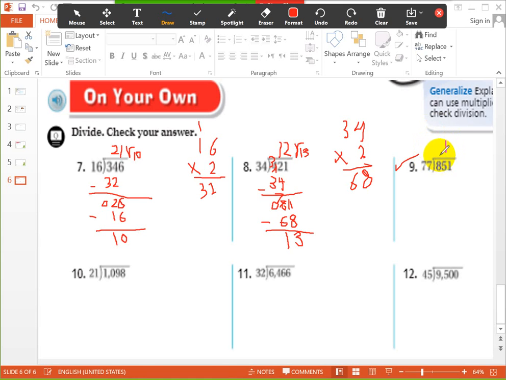Now I will multiply 1 with 77, so it will be 77. Then I will subtract.